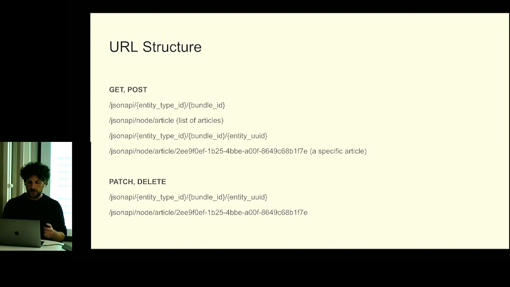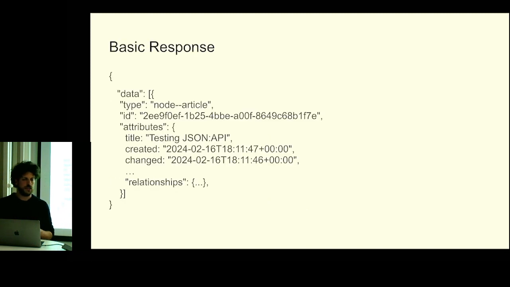When you do a GET request, you get a basic response, which is an object. You have the data array. So in the case of a listing of articles, you have an array, otherwise you have just the object. You have the type and the UUID in this case. Inside attributes, you can find the title, created, changed, and any other things that are related to the node table, like promote, status, version ID, revision. And then relationships will contain the fields that are related to other entities, like, for example, the author of an article, the tags, taxonomy, can be a paragraph, and anything else.